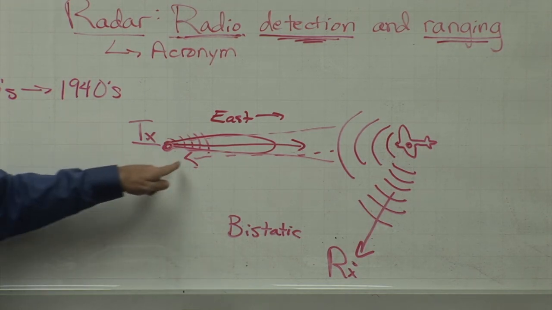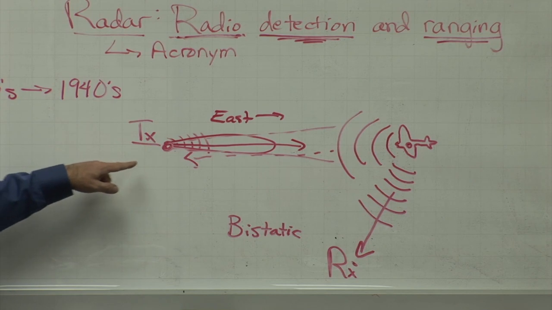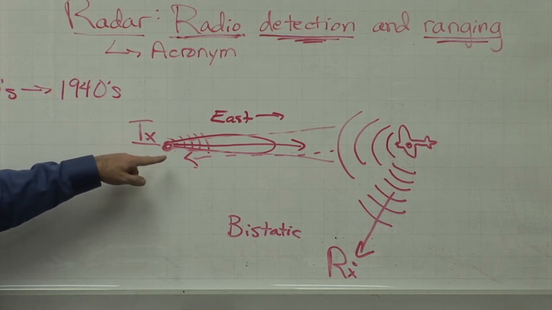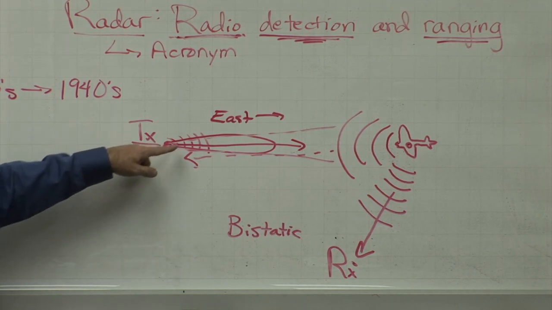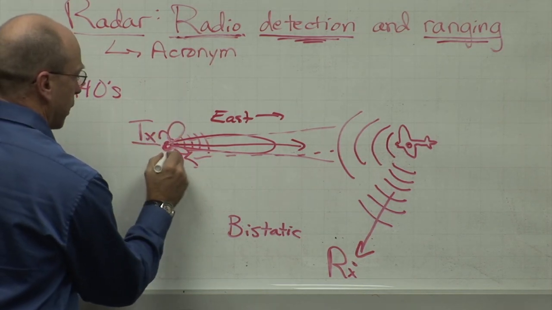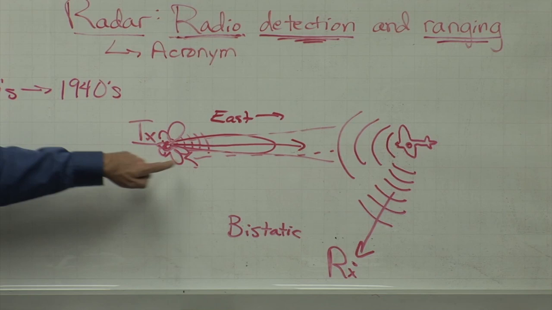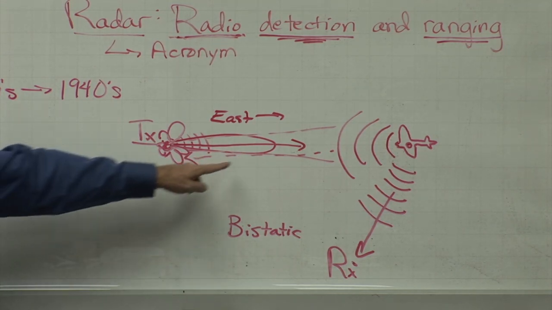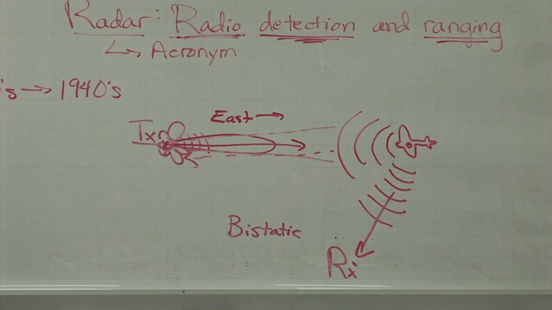So the problem is now, how can we tell the direction and the distance to the target? Direction is done by shaping the antenna beam rather carefully. You will get side lobes and back lobes, but we try to have one really big, well-defined beam. So we'll know the direction of the target simply because when we see the target, we note that we're pointed in some direction toward it.